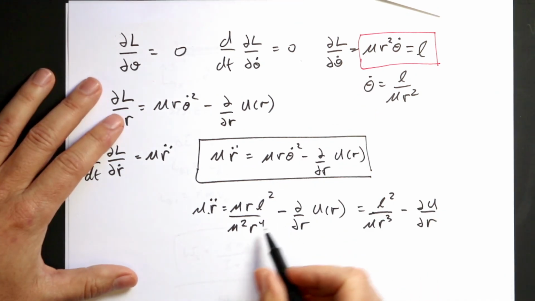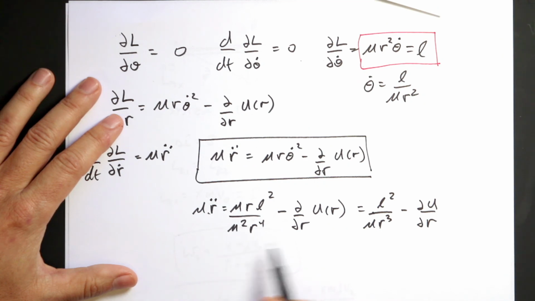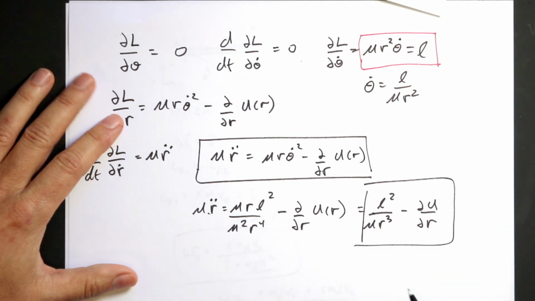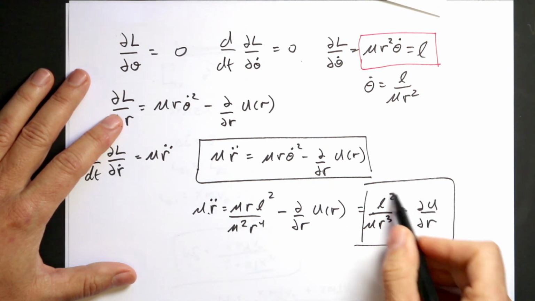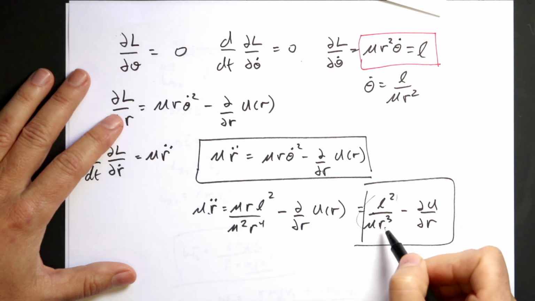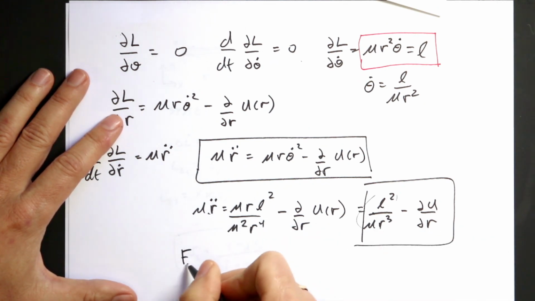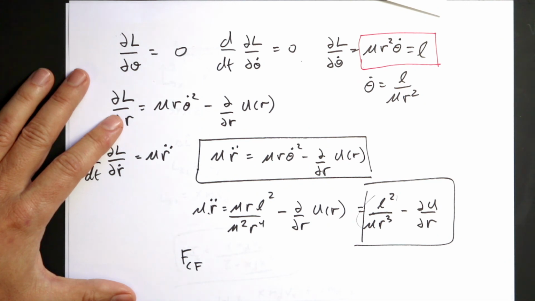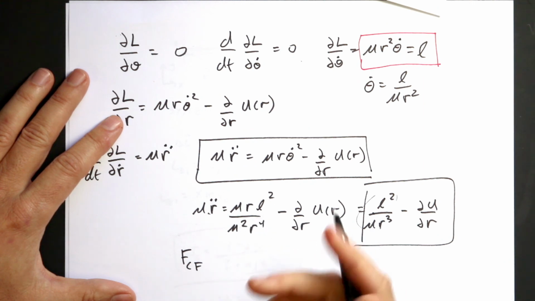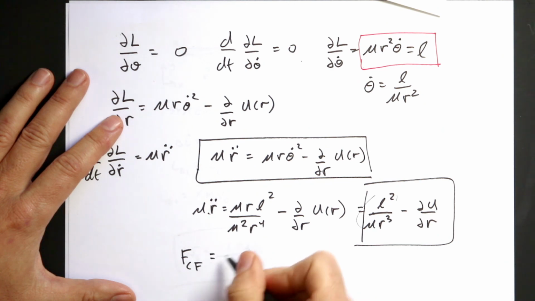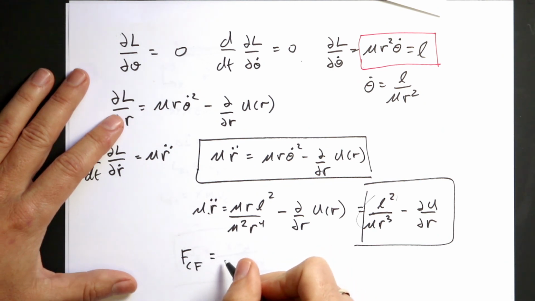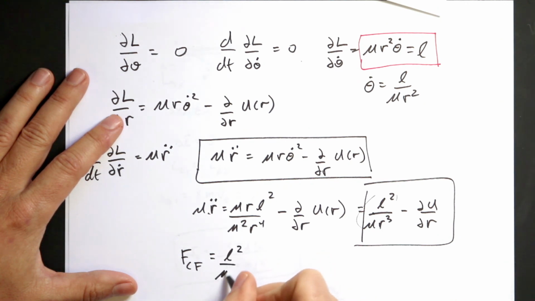Now, one way to think about this is, this is my total force. So I have a force due to the potential, okay? And then I have this fictional force, I'll call it F, it's technically the centrifugal force. I will link down below a video on the difference between centripetal and centrifugal force, just because it's fun. I might forget, but if I do, just let me know in the comments. So the centrifugal force is equal to this, L squared over mu r cubed.